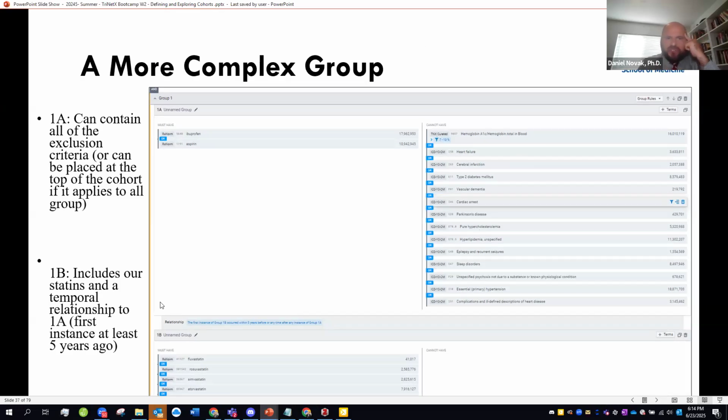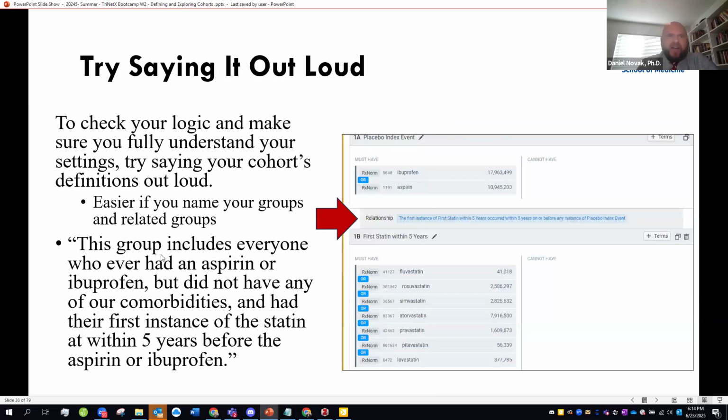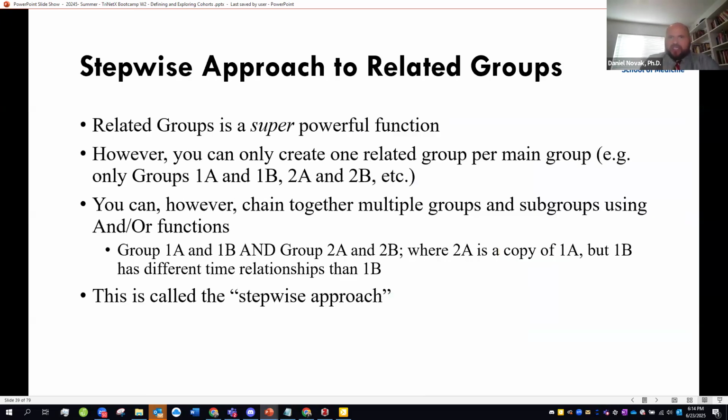But you can determine how you want to do that, whether in relationship to your starting event, your index events, or in relationship to some other component, or categorically. Here 1B again includes our statins and that temporal relationship with the first instance. Back then I was using at least 5 years ago to make sure that they've been on statins for at least 5 years. And as I said, say it out loud. This really helps to make sure that your logic and your relationship is orderly and correctly composed.